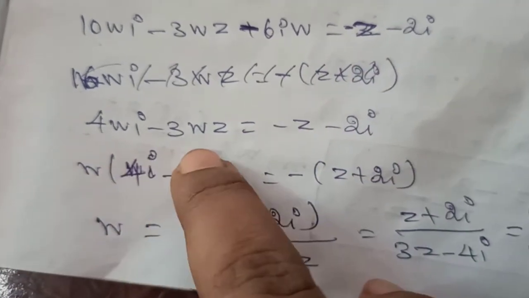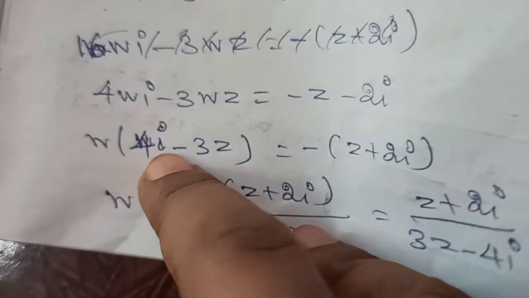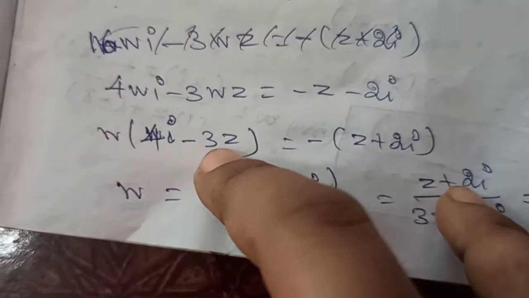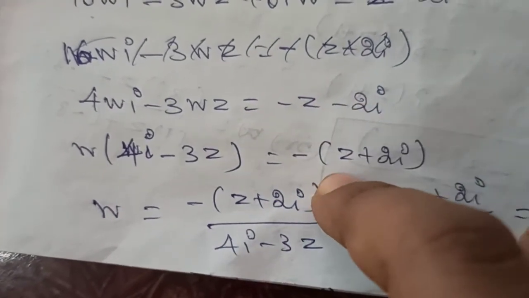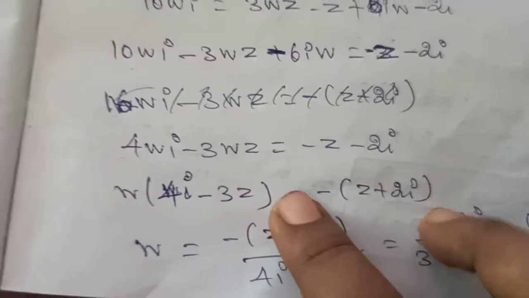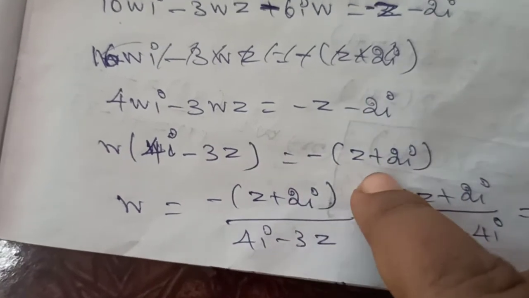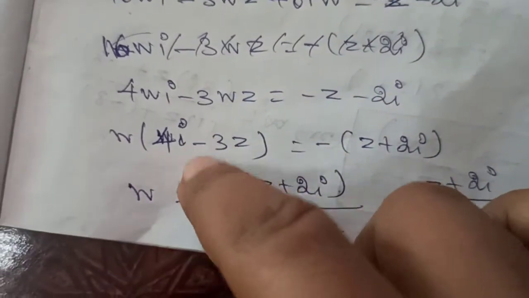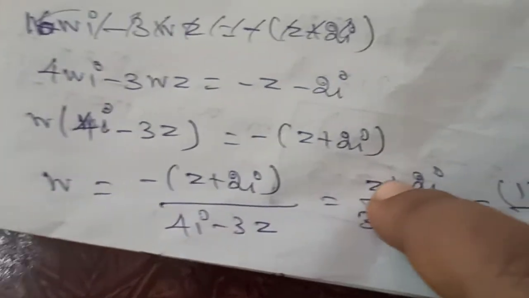Here you take these two terms. Which one is common? W is common, take it outside, that is 4w into (4i minus 3z), which is equal to, here negative is common, take it outside, minus of (z plus 2i). Finally we need w, so w is equal to minus of (z plus 2i) divided by this value we get on the left side, that is (4i minus 3z).